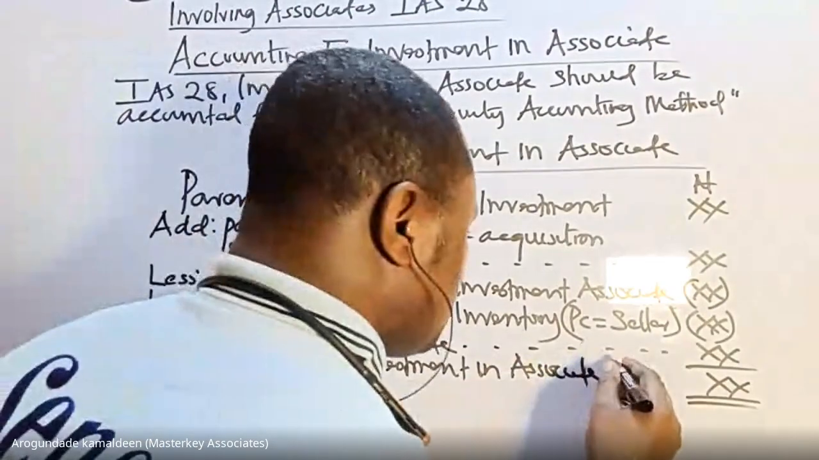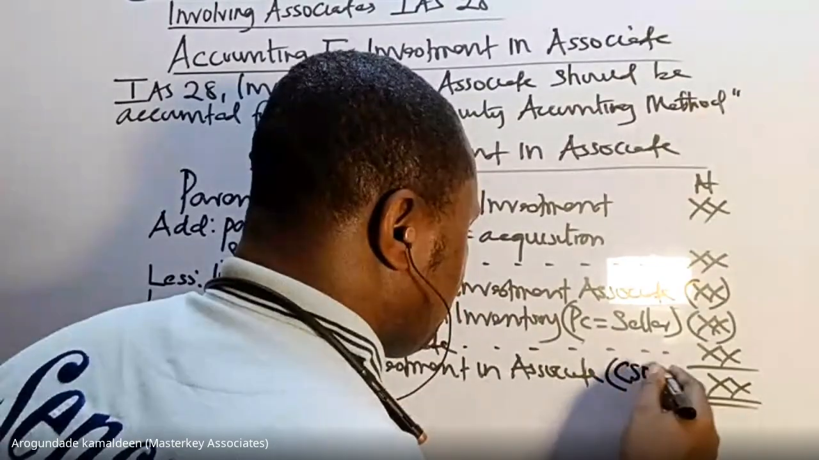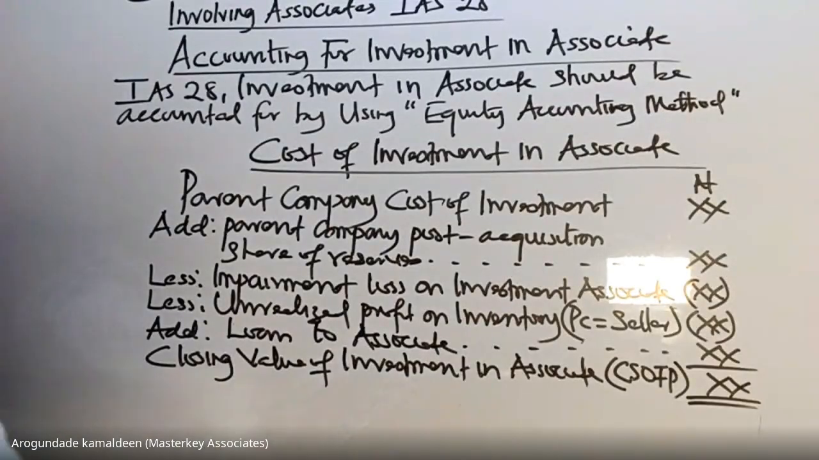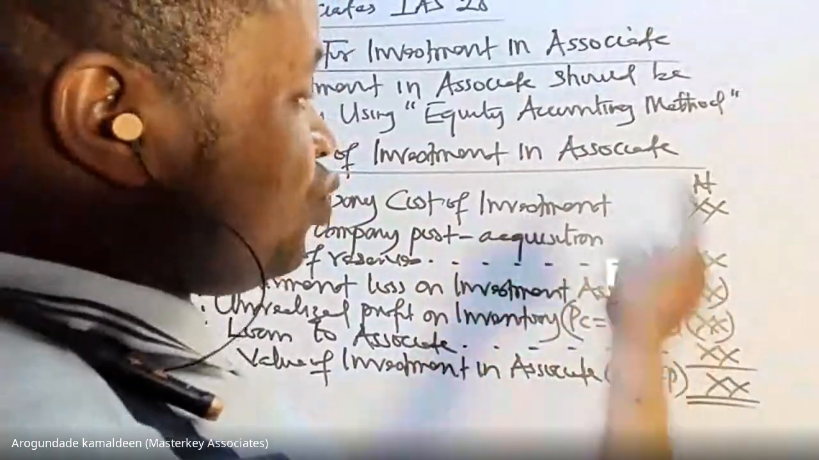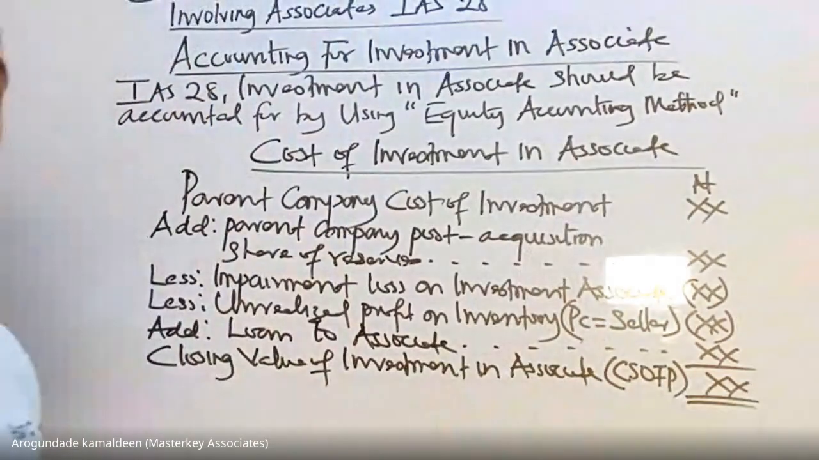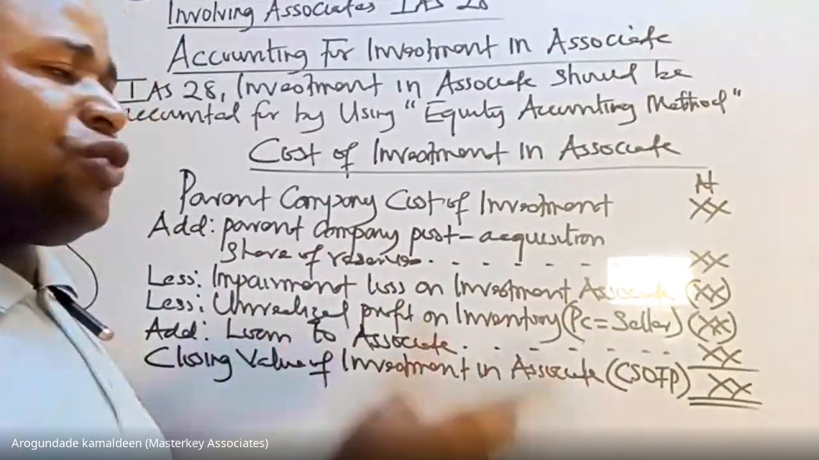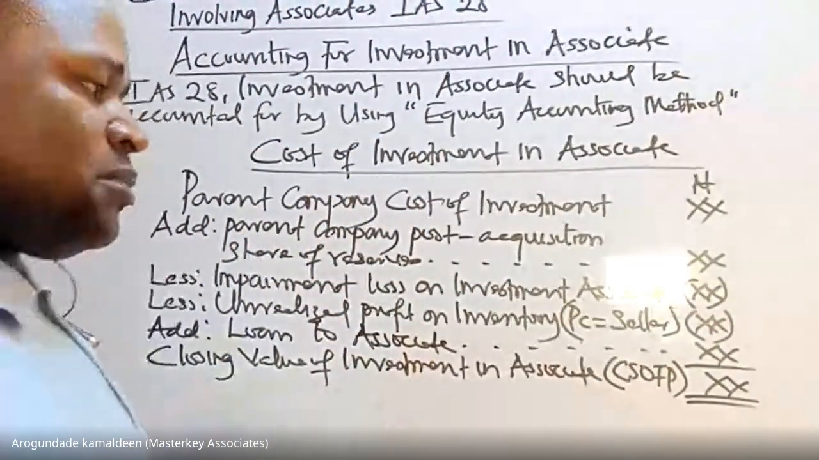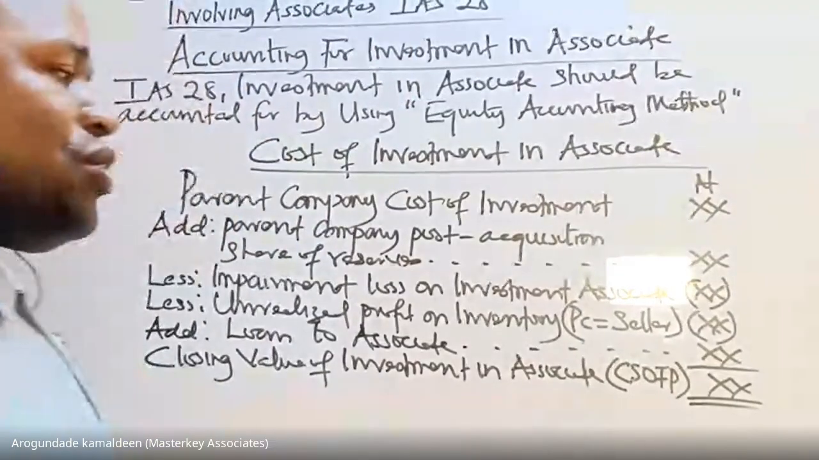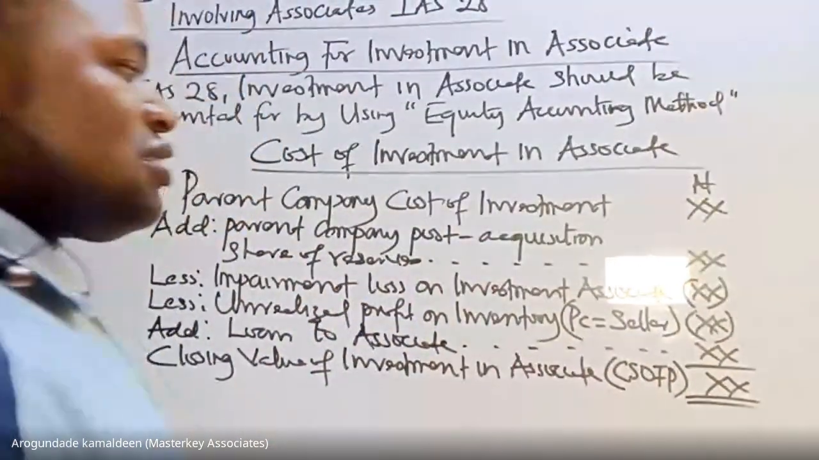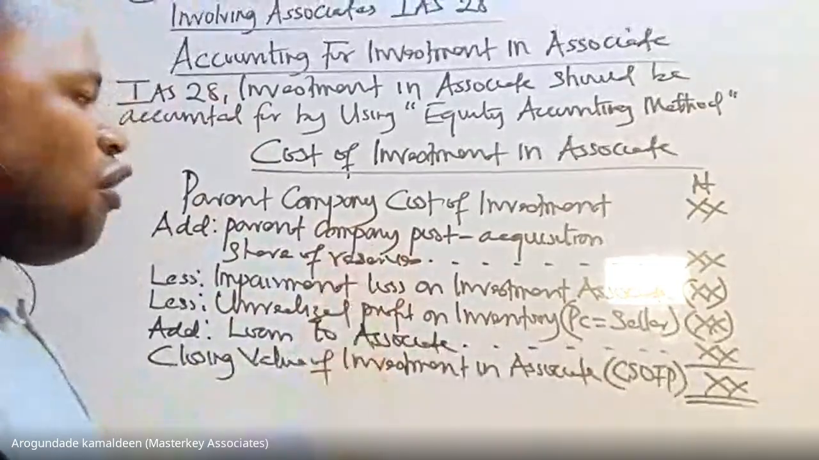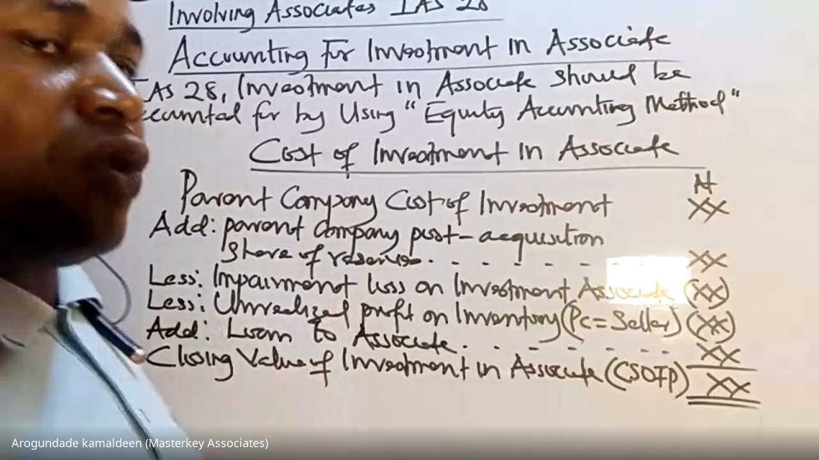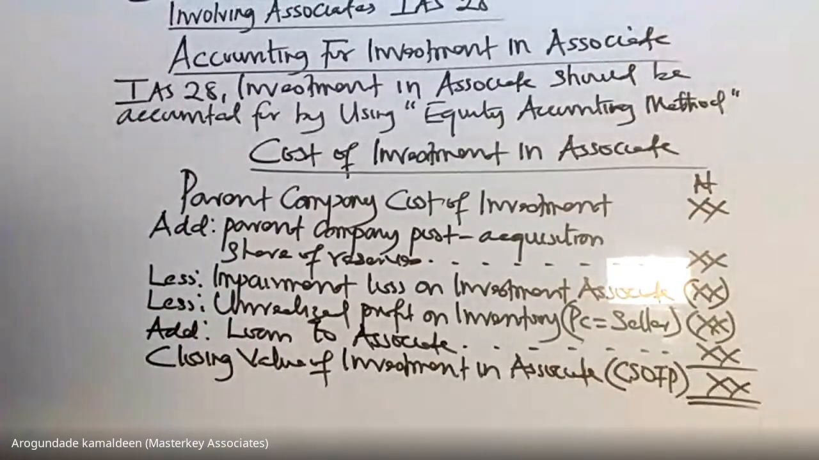This is what we show when we go to your consolidated statement of financial position at the end of the year. So this is the only figure that we need in the statement of financial position. We don't have interest in the assets and liabilities of the associate. It is not a subsidiary, so we cannot consolidate. We just have to measure our value of investment at the end of the year and put that under the non-current asset. Is that clear? That is that.